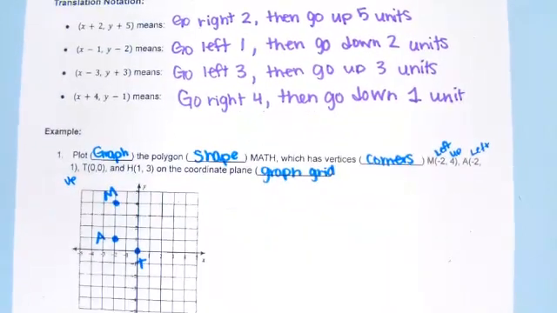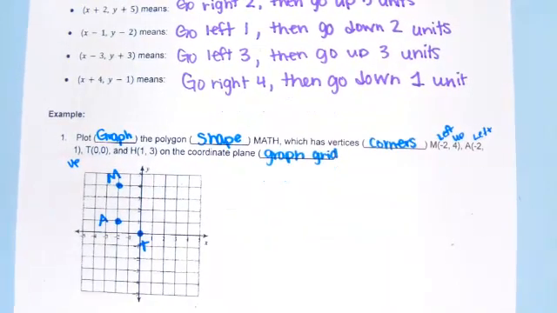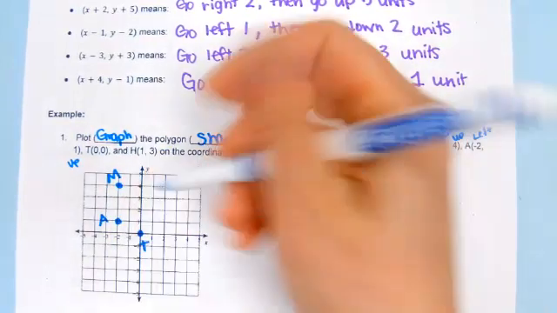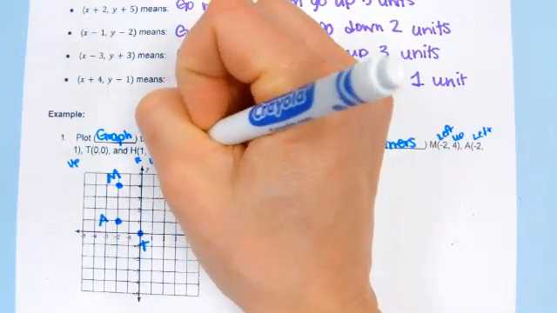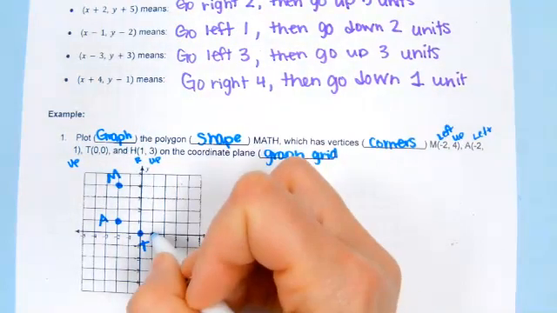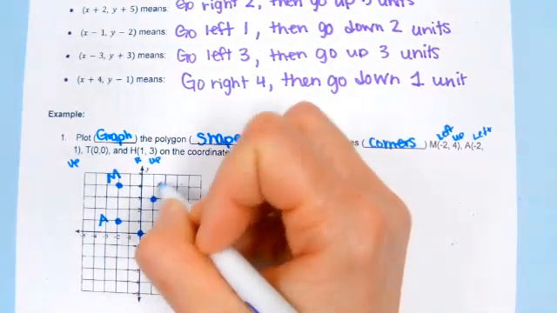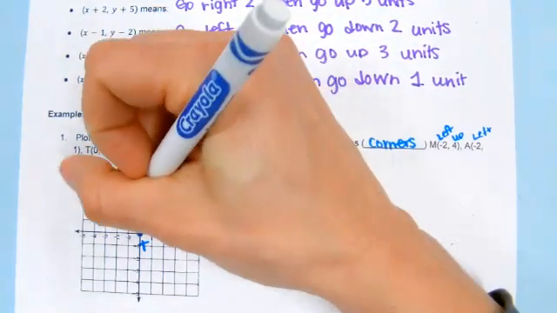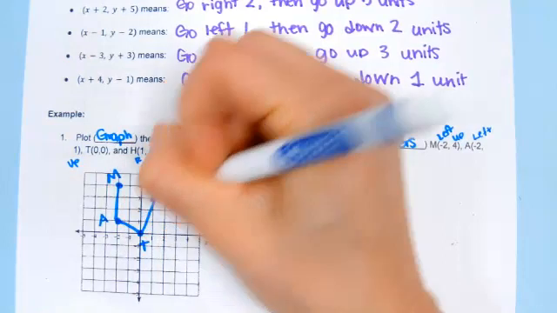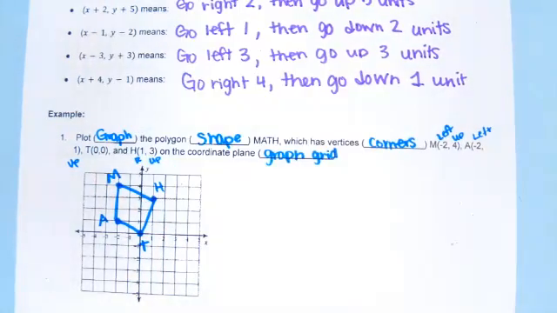Ooh, we better move that up a little bit, huh? All right, and then the last one is H (1, 3). Those are both positive, so we're going to go right and up. Okay, so we're going to go right 1 and up 3, and that's our H. And then you want to connect them so that you have an actual polygon. And that's the original. That's called the pre-image.